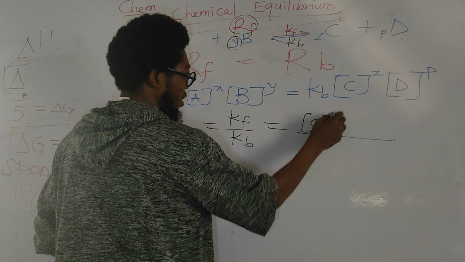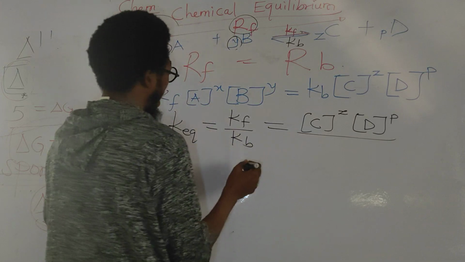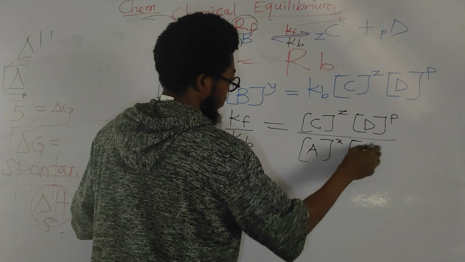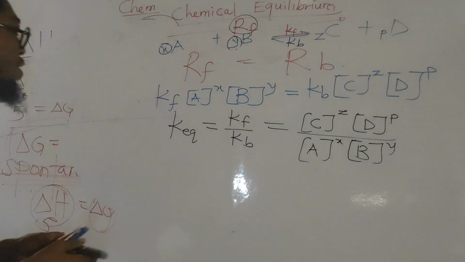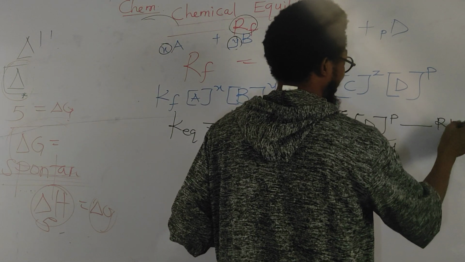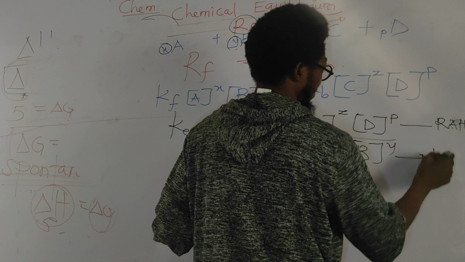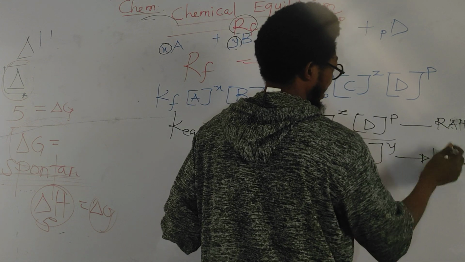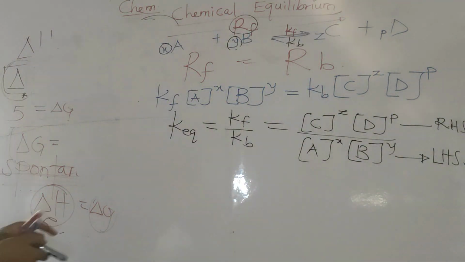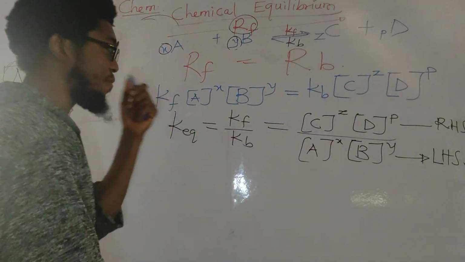So I am going to have C raised to the power Z, then D raised to the power P, divided by A raised to the power X, then B raised to the power Y. So this is how we write the expression for the equilibrium constant. You can see that whatever is on the right hand side stays up here, and whatever is on the left hand side stays down. So if I want to write an expression for chemical equilibrium, I say right hand side over left hand side.